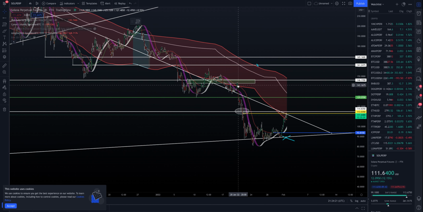So that was a signal to short. We came back up, closed green above the belt, then instantly rejected, way back into the downtrend. So everything turned bullish. We had that really rough couple of days, ended up bottoming around 88.